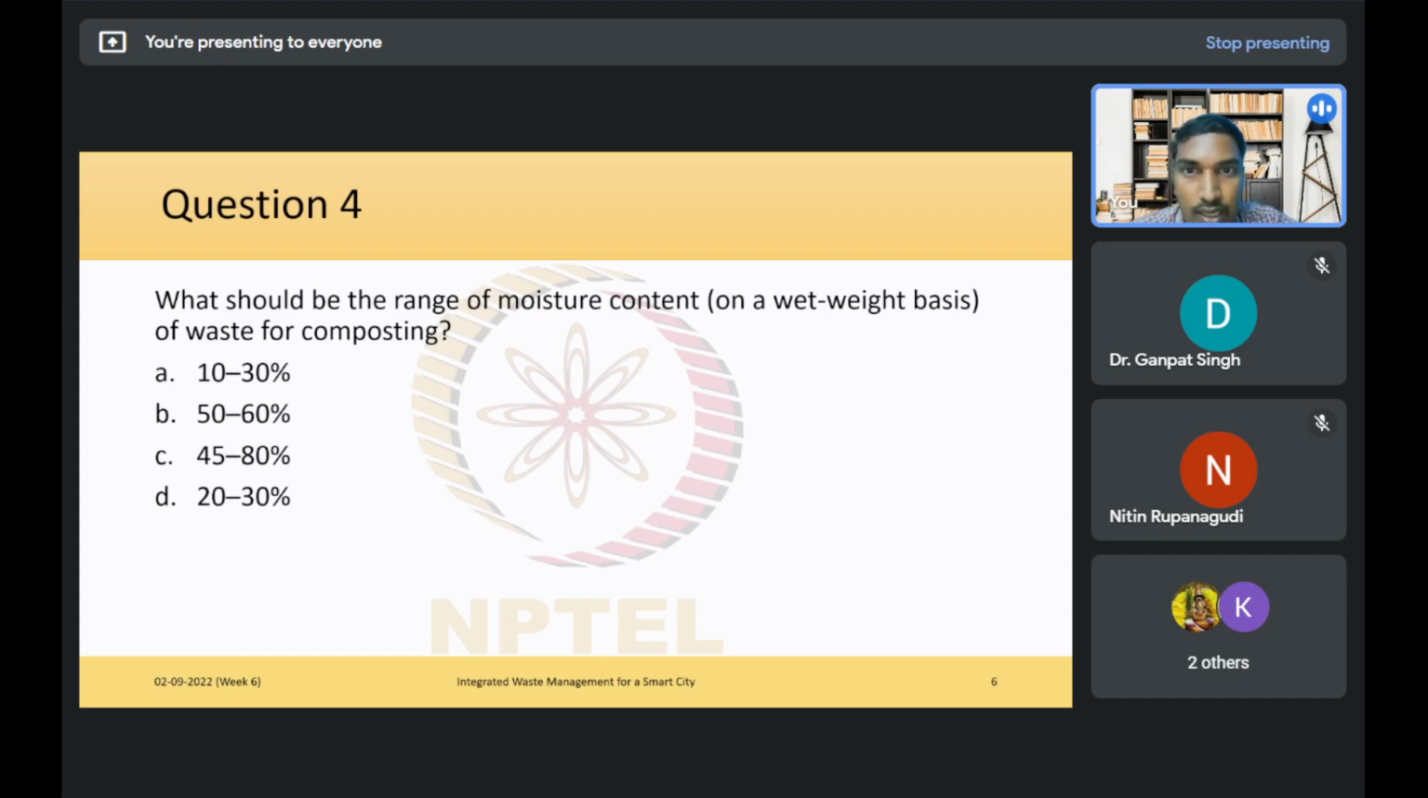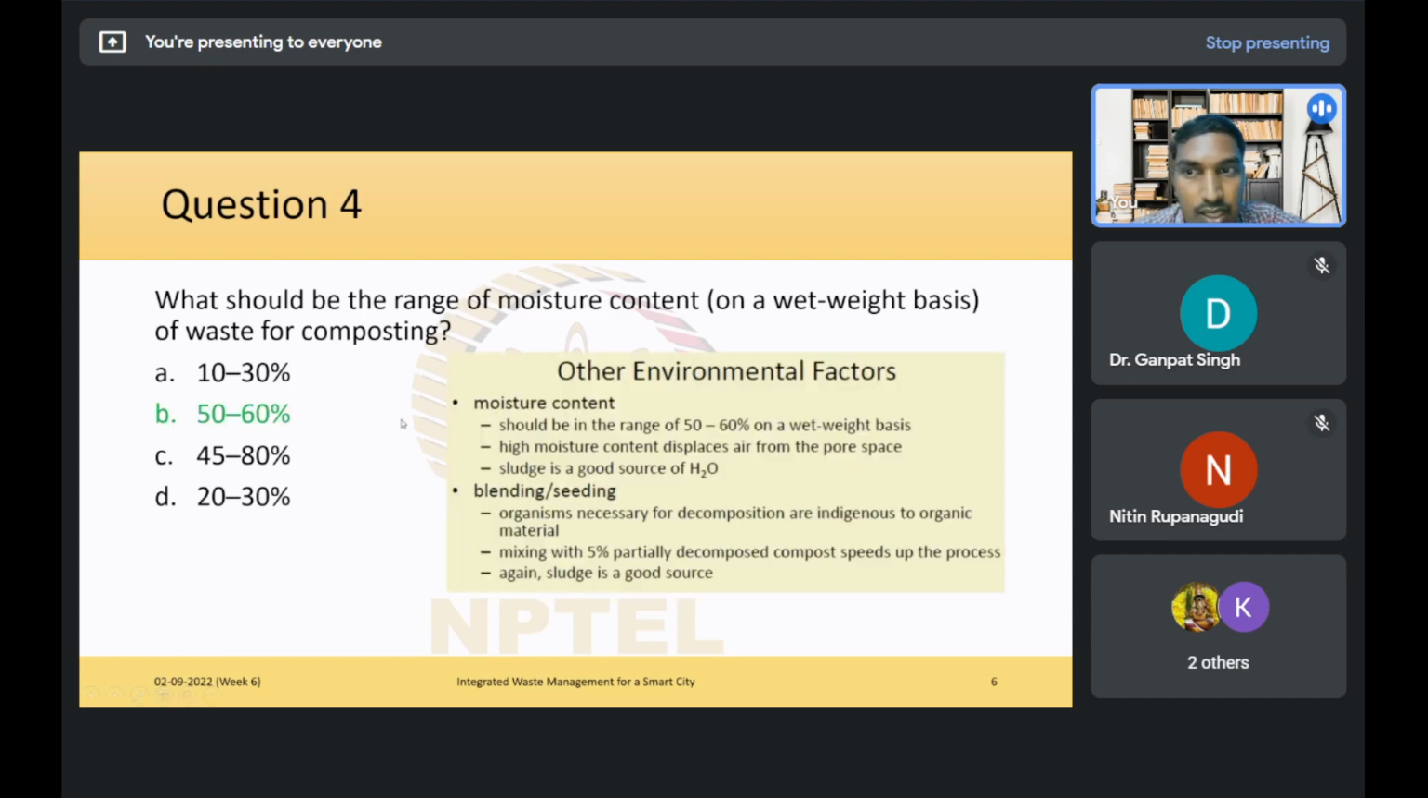So the optimal value that is given is 50 to 60 percentage, right? So when about 50 to 60% of the total weight is moisture, then it is ideal for the composting process, right? And how can we achieve this? We can achieve this by adding sludge. Sludge will contain some moisture. By mixing the waste with the sludge, we will be able to introduce moisture into the waste, right?